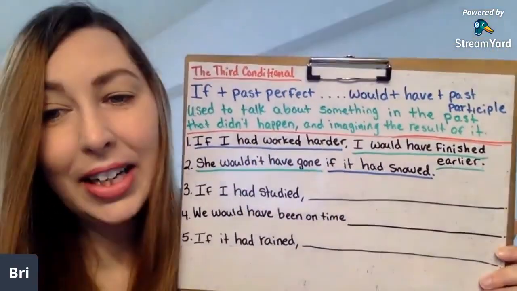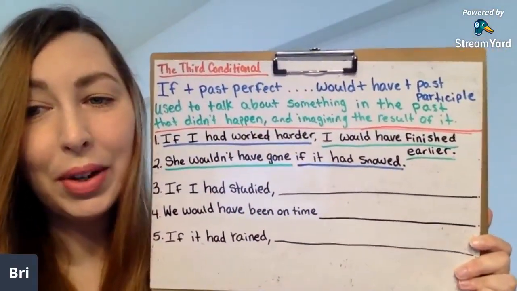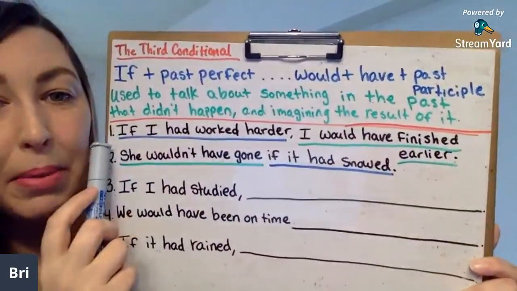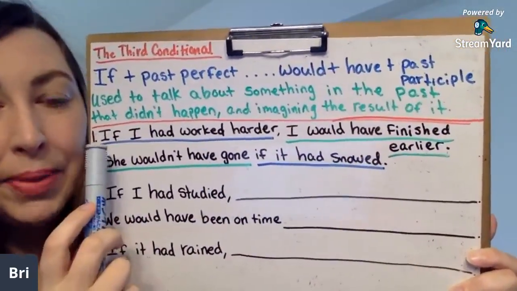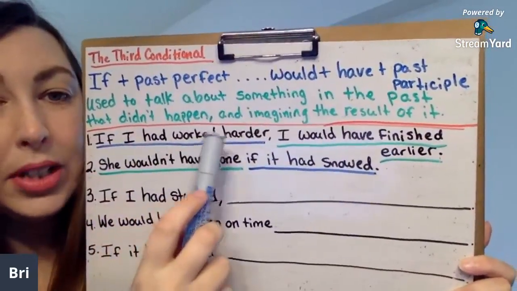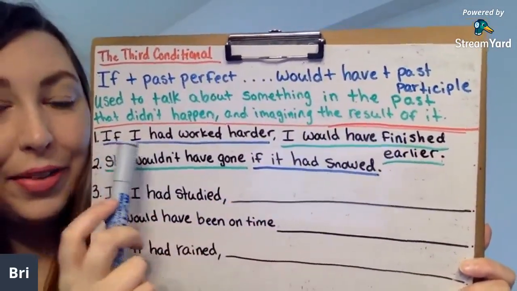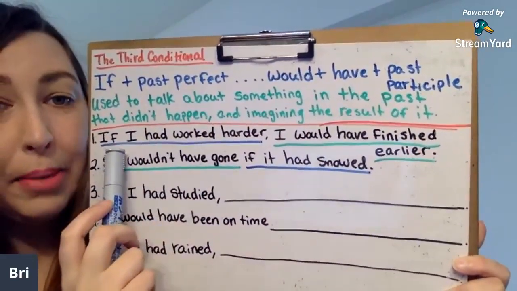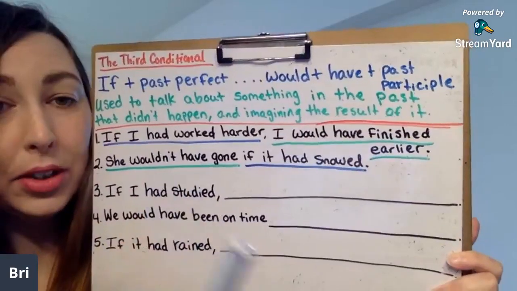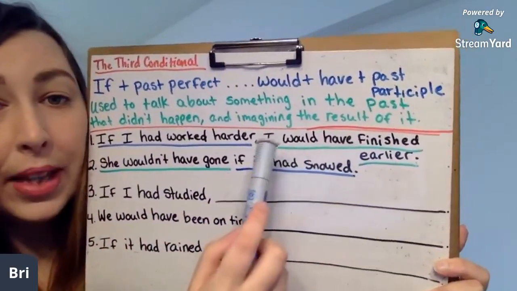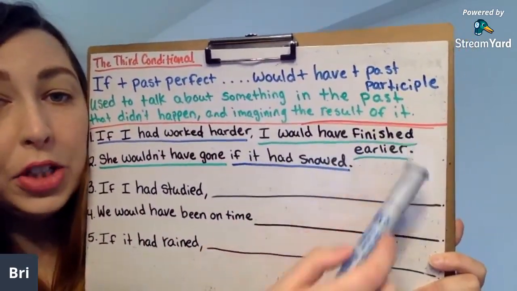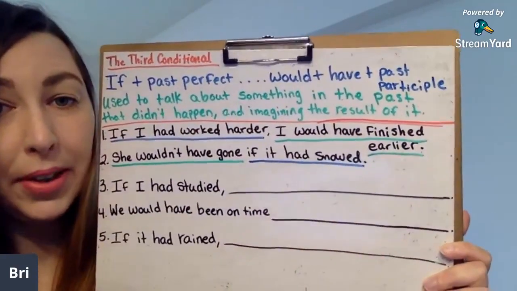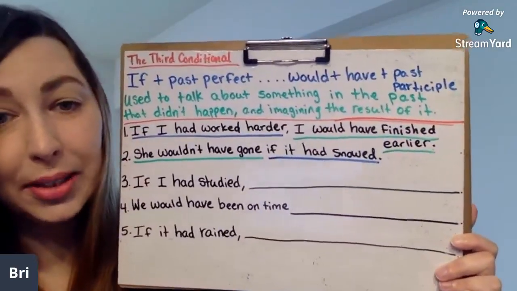Oh, that's very good, Kane. If I had tried hard, I would have joined the university. I would have entered university. Very good. Okay, maybe number one, we can look at this one together. If I had worked harder. So if plus past perfect, had worked. If I had worked harder, I would have finished earlier. So would have plus past participle, okay? I would have finished earlier.